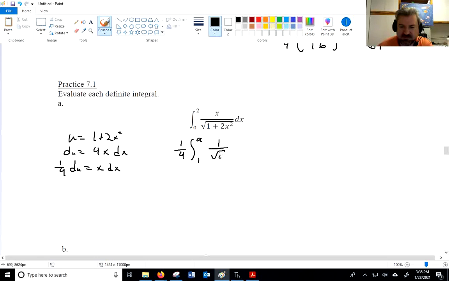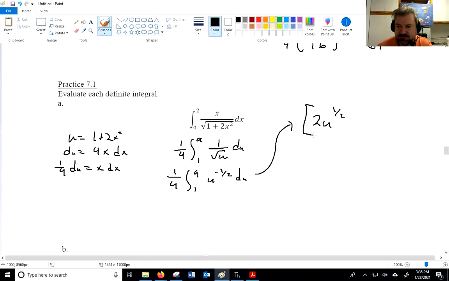This is 1 over the square root of u du. We'll go ahead and rewrite that as u to the negative 1/2 du. Then we'll integrate. We get u to the positive 1/2 times 2. Don't forget that 1/4 on the outside, and we're going to go from 1 to 9. I can pull the 2 out, making this a 1/2. And then just do that. We'll plug in 9 to the 1/2 is 3. 1 to the 1/2 is 1. Subtract them. So the answer is 1.